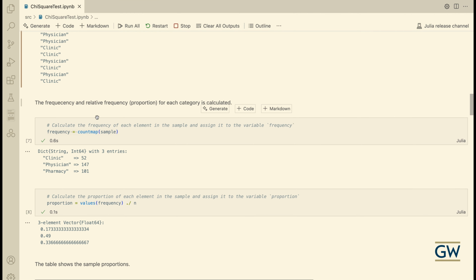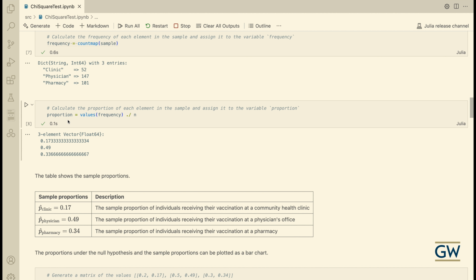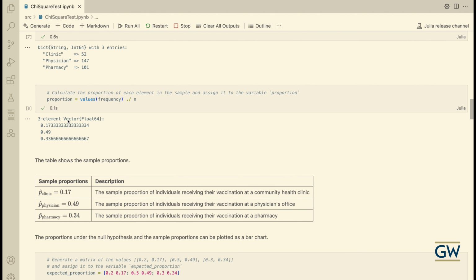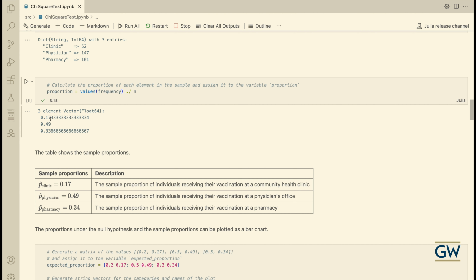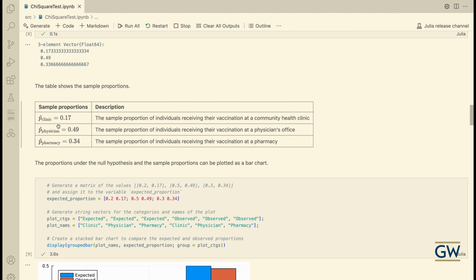And then I use this count map function on my 300 observations, and I find, and this is just simulating me doing my study once, going to these 300 individuals and surveying them, and it seems like 52 received their vaccination from a clinic, 147 at a physician, and 101 at a pharmacy. And now I'm just going to divide each one of those by 300 so that I can have the proportions. So in my case, I see 17 and a third percent received it from a clinic, 49% from a physician, and 33 and 2/3 from a pharmacy. And so there we have our proportion estimates. These are the sample proportions, 17%, 49, and about 34%, just rounding.